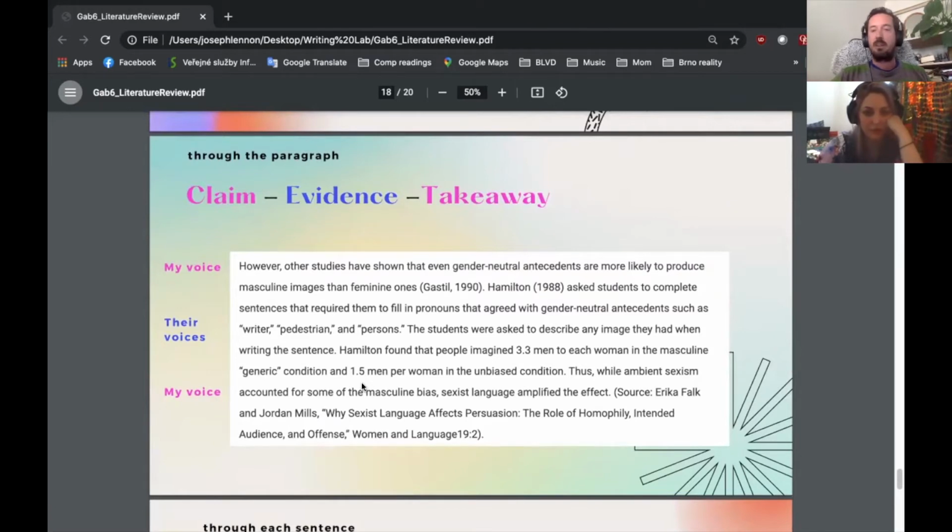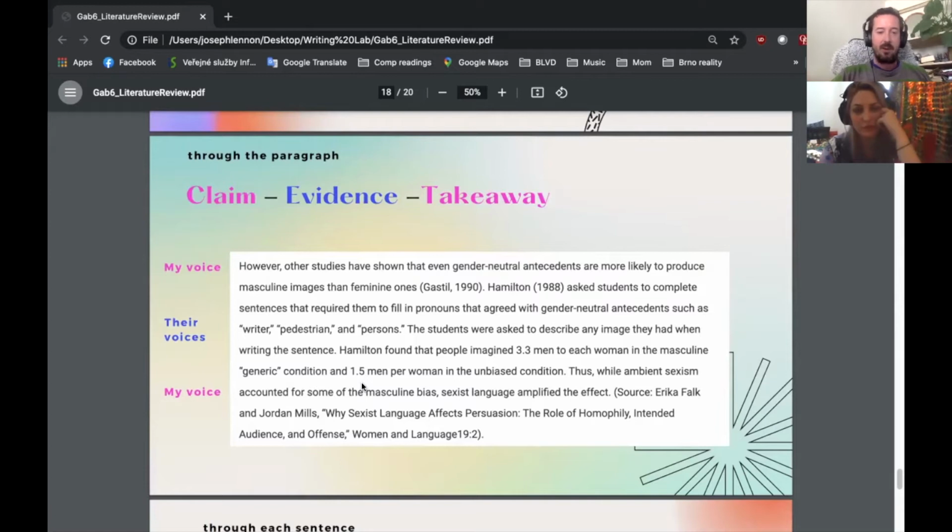Paragraphs are tricky, and this is what students and writers always struggle with. How do I create a paragraph? This is sort of a generic structure that you can use that might be useful for a literature review, and you can see it different ways. I'm calling it claim, evidence, takeaway, but you can also see it as a little sandwich. Your voice at the beginning of the paragraph, your voice at the end of the paragraph, and in the middle, the voices of the other people who you are referencing and referring to.